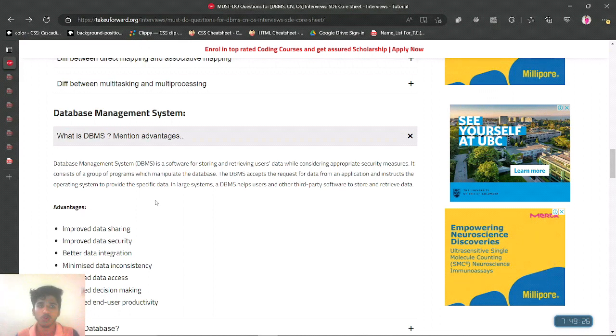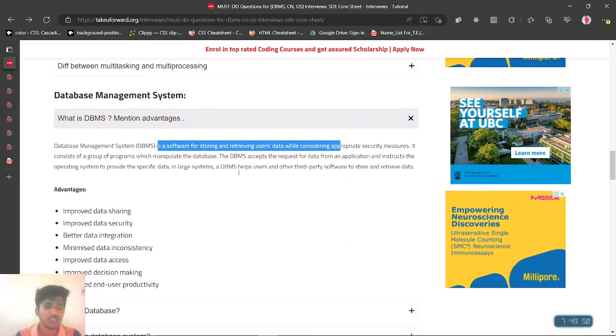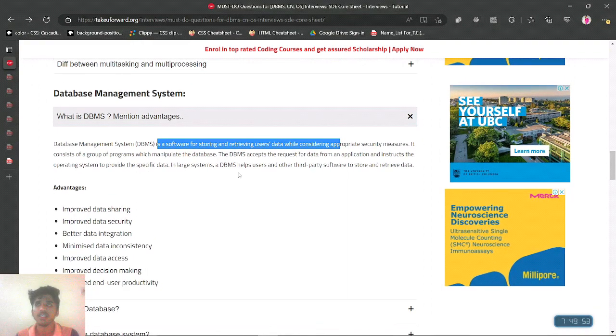It consists of a group of programs. DBMS accepts the request for the data from an application and instructs the operating system to provide the specific data. So the main point is: DBMS is a software for storing and retrieving user data while considering appropriate security measures.